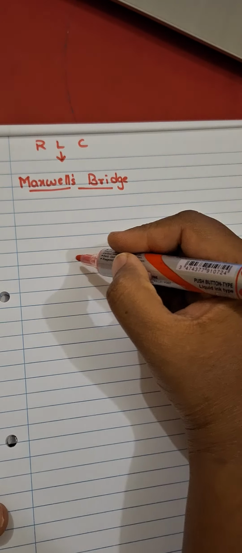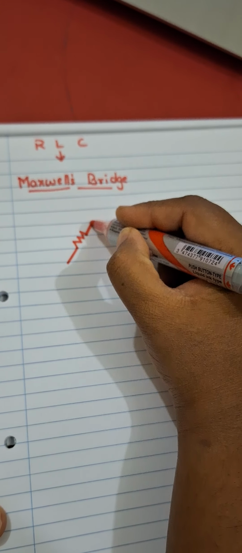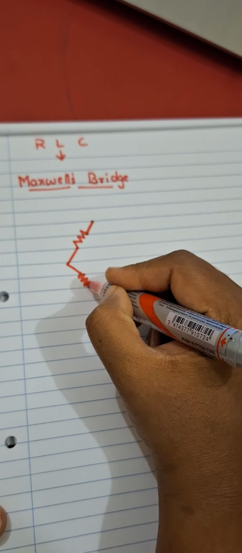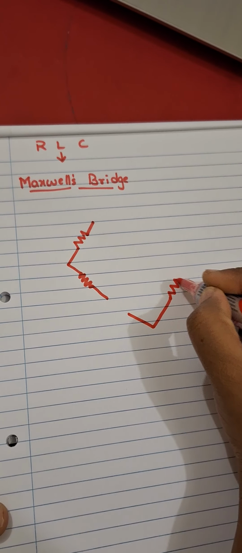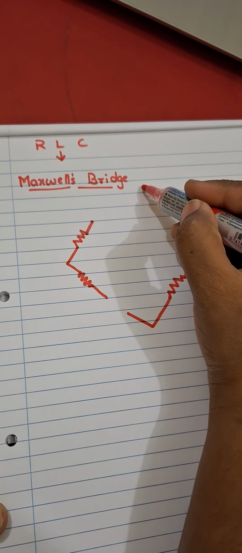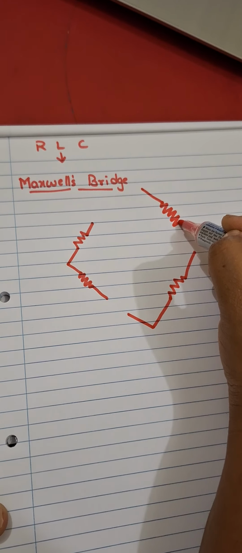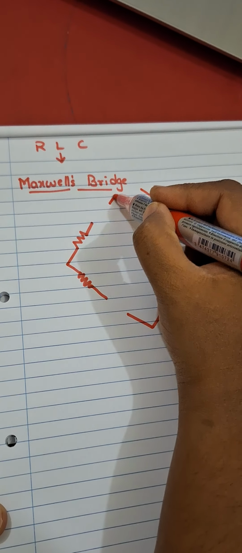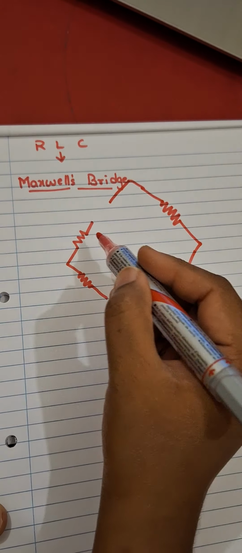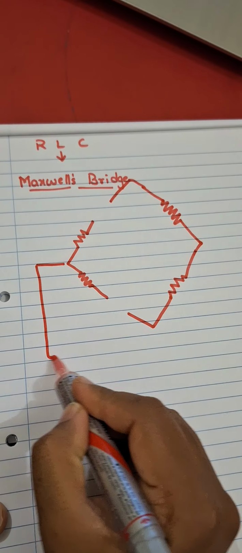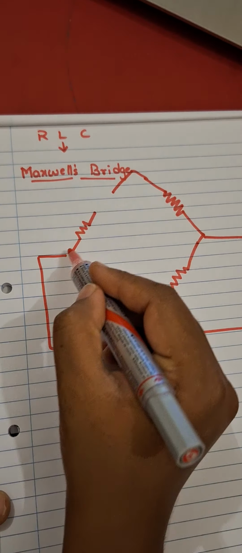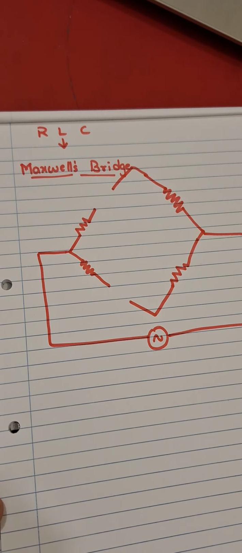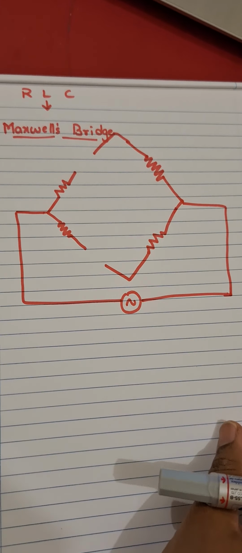So here we are going to create the same bridge like Wheatstone, like we are having a resistor and again a resistor, resistor and a resistor. Okay, so here we are going to give the supply to the circuit. So this is our regular Wheatstone bridge circuit. Same way we are going to have the circuit.